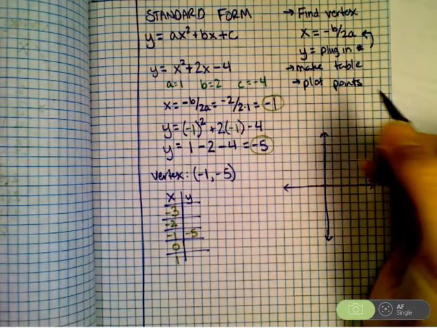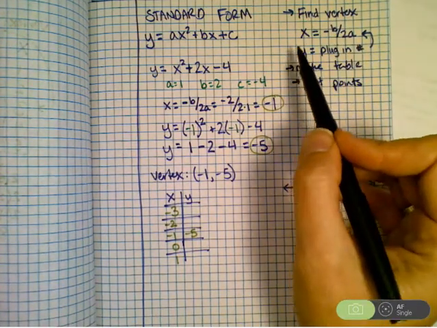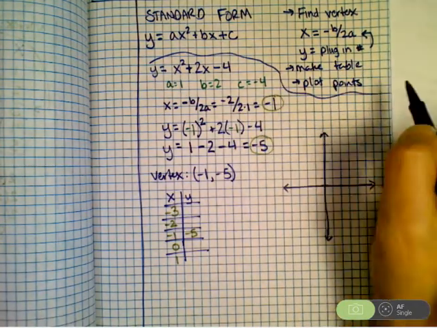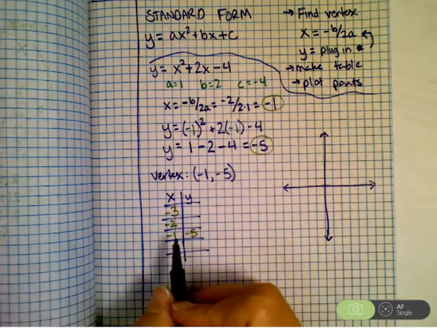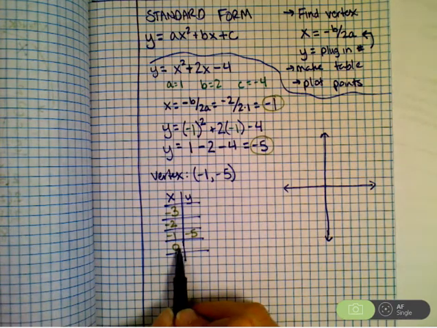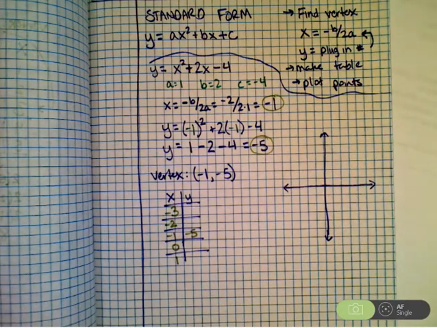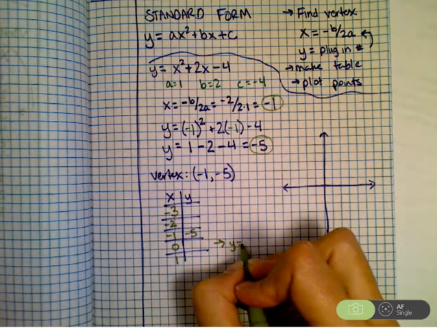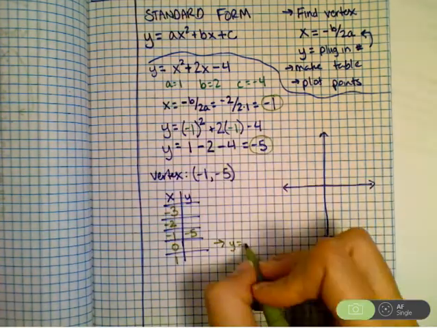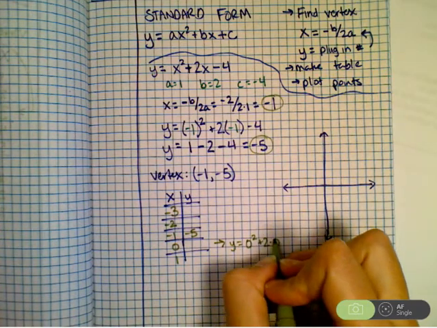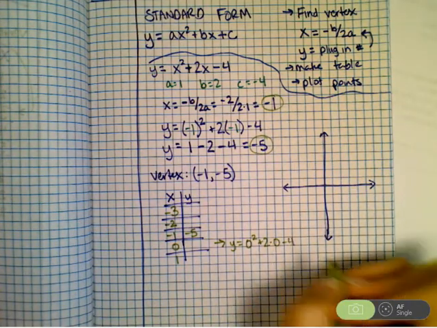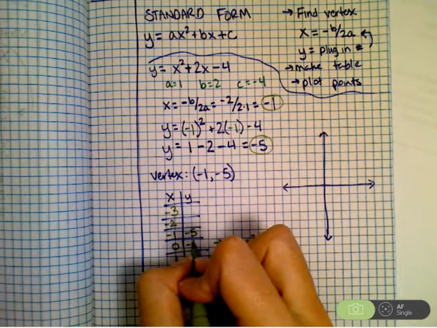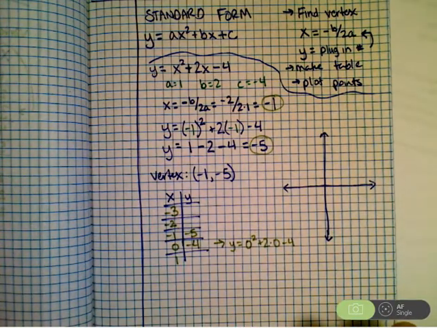Same things as before, the only difference is now you actually have to find the vertex. Okay, so for our table, I'm going to use 0 because I think 0 is going to be an easy one to plug in. So when I want to find the y value for 0, I know y is going to equal 0 squared plus 2 times 0 minus 4. That is easy. 0 and negative 4 give me negative 4.